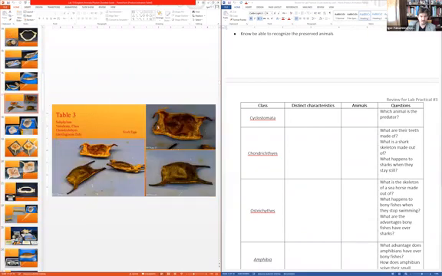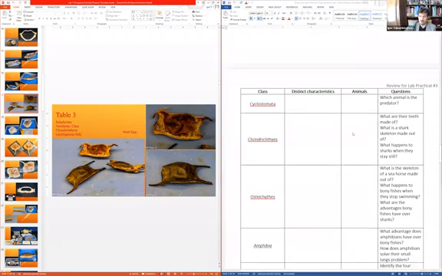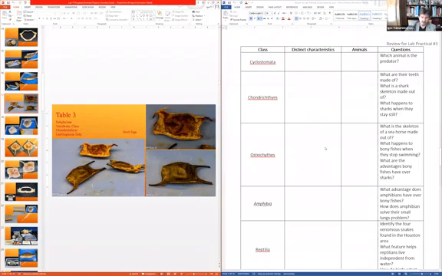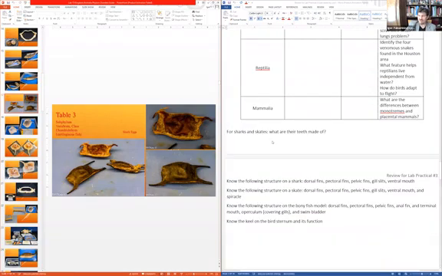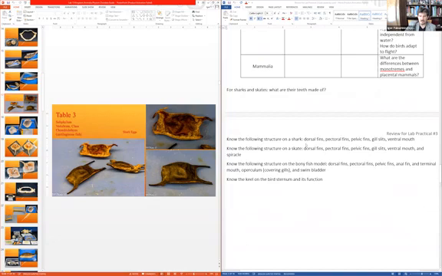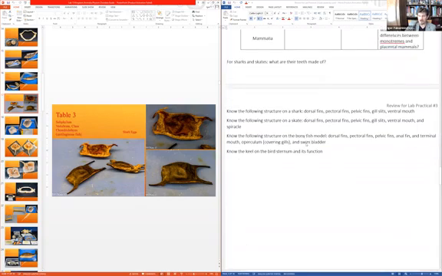Oh, that one I didn't talk about. This is the eggshell of the shark, similar to what we see in the skates, and quite often the common name is the mermaid's purse. So, distinct characteristics, we went all over that. The sharks have scales, teeth made out of denticles. Now the following structures: dorsal, pectoral, pelvic, gill slits, ventral, mouth, spiracles. Make sure you know those.